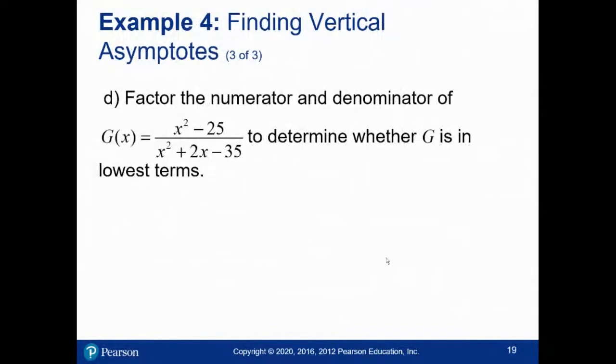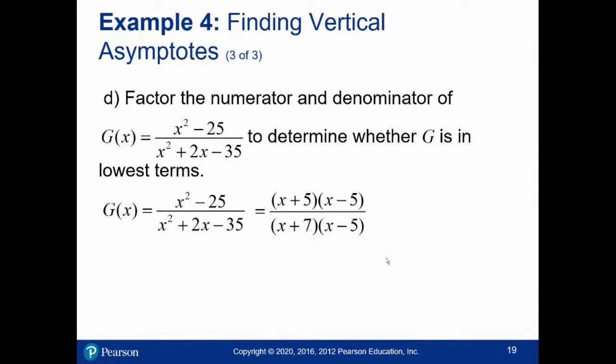And finally, how do I determine if they're in lowest terms? I have to find if there are any shared factors, if there are any common roots. Well, the numerator factors as x plus 5 times x minus 5, and the denominator as x plus 7 times x minus 5. So notice that there is a shared factor, which we cancel off.